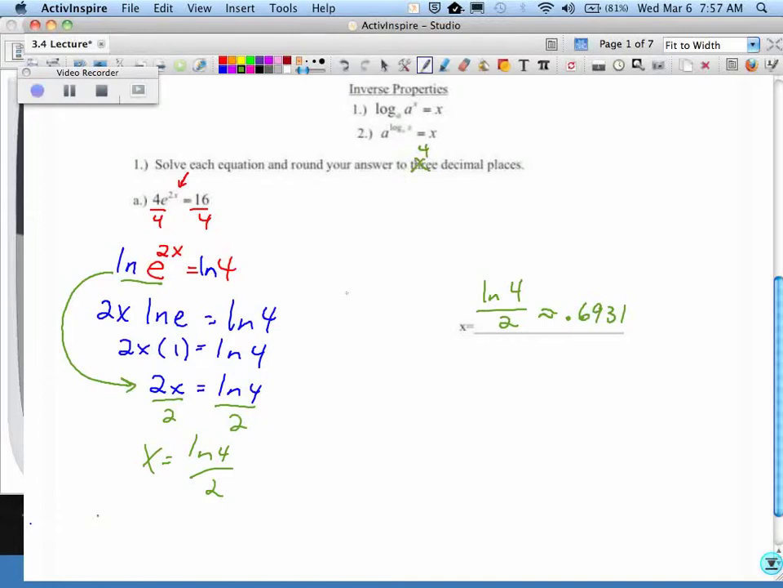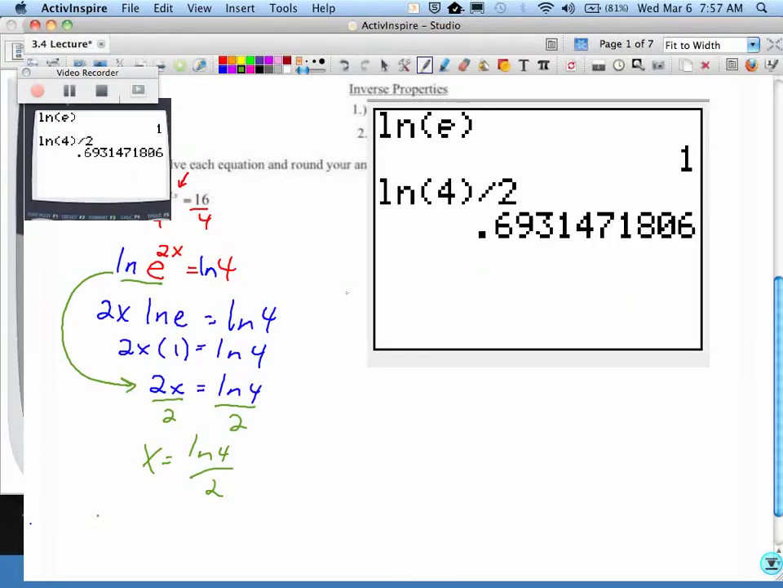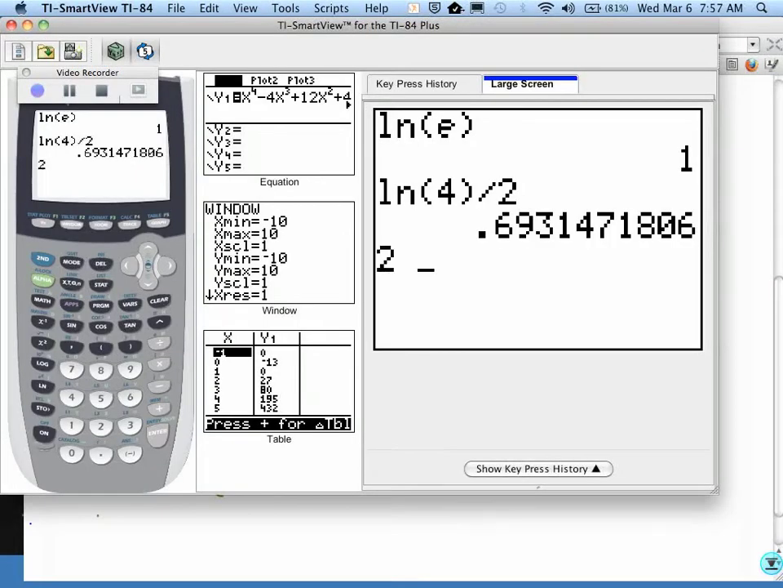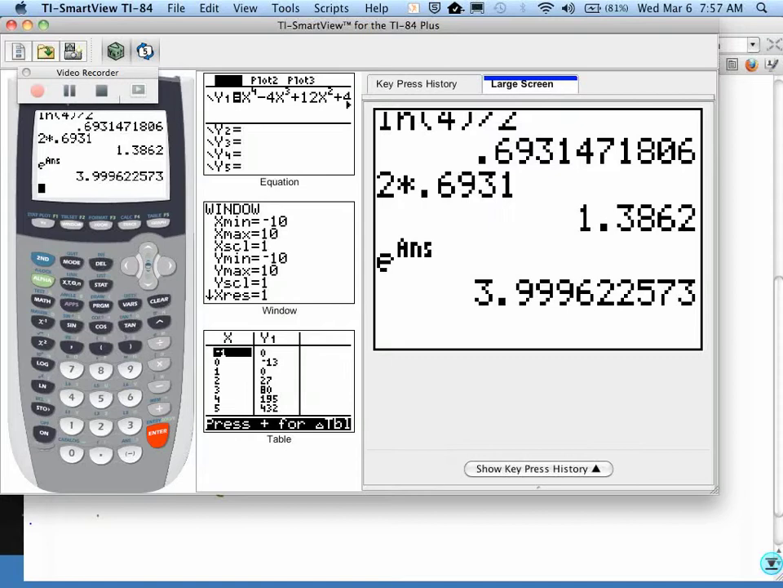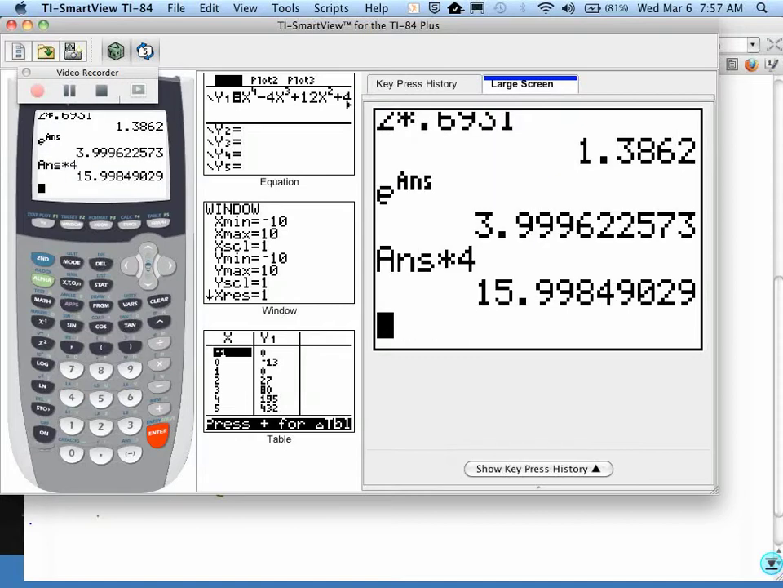So let's try that. It was 2 times 0.6931. So I got that again. So second ln gives me the e and it can raise it. I'll take the last answer, plug it in, times the 4 that's out front. Now, why didn't I get exactly 16? Because my decimal answer is a rounded answer, right? Okay, but I know I got the answer right.